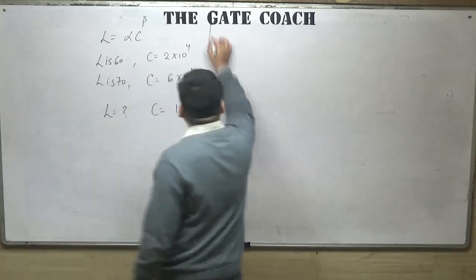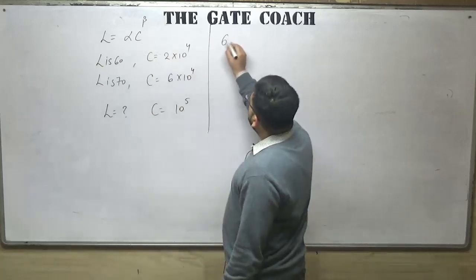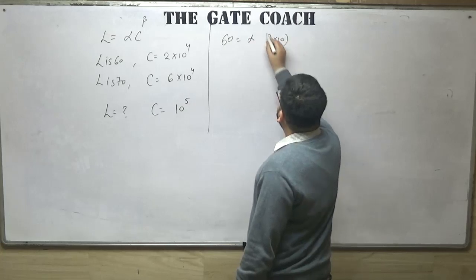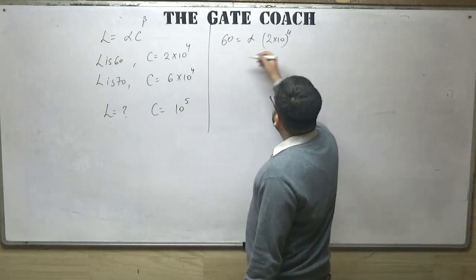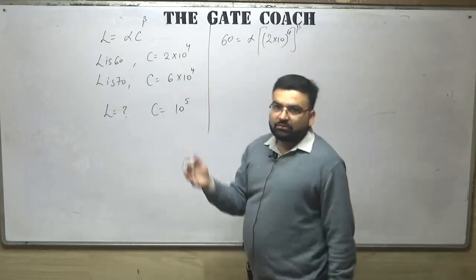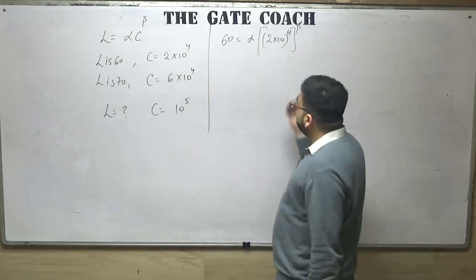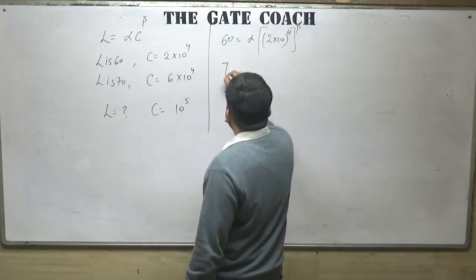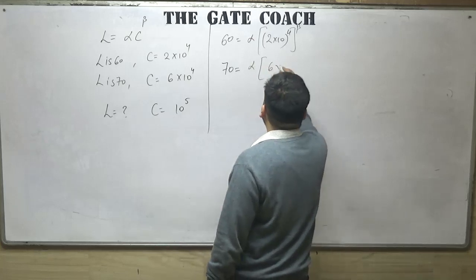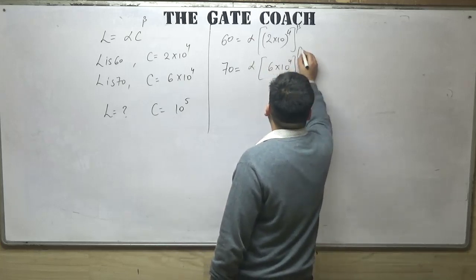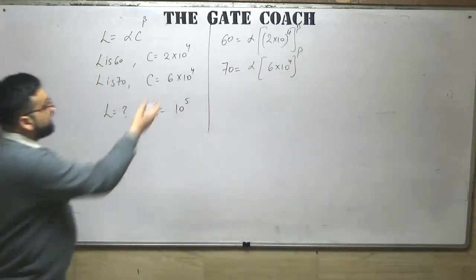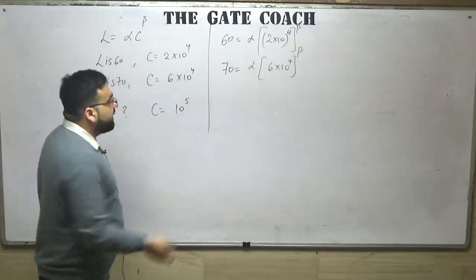The first way can be, just put the conditions, that is L is equal to 60, you do not know the value alpha, 2 into 10 raised to the power 4, raised to the power beta. Either you can take the logarithm, get the value of alpha and beta, you will make the equation, or 70 is equal to alpha 6 into 10 raised to the power 4 raised to the power beta, and then you have to find the value of this thing, right? You can divide these two things.